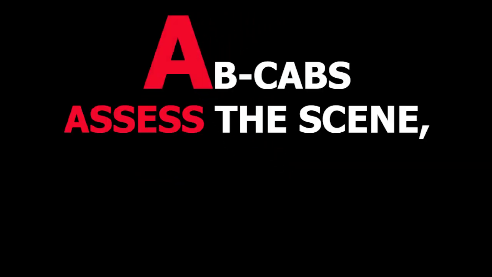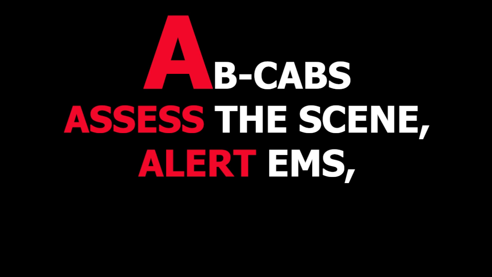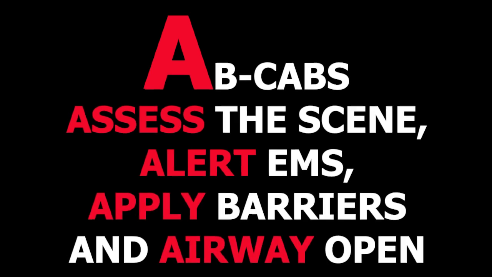If a child is unconscious and you do not suspect spinal injury, turn them on their back and use the AB CAB's priorities to assist. Look out soon for a video on spinal injury. A for assess the scene, alert EMS, apply barriers, and airway open.